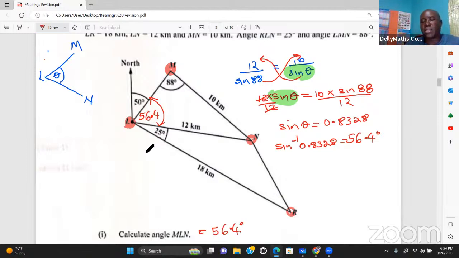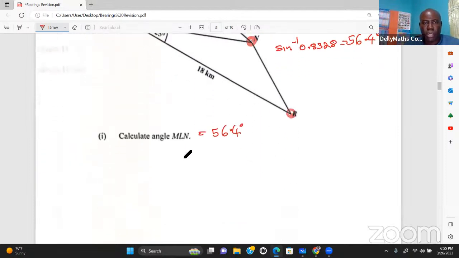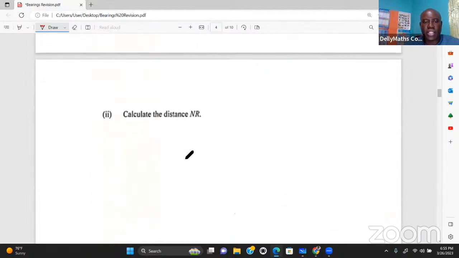So again, take your time as you work. Don't rush the questions. Look to see what they're asking. It's going to be the sine rule, the cosine rule, or trig ratios if right angles are given. 9 out of 10 times, there will be no right angle, so it's going to be sine rule or cosine. All right? All right, let us go further to see what else we have.